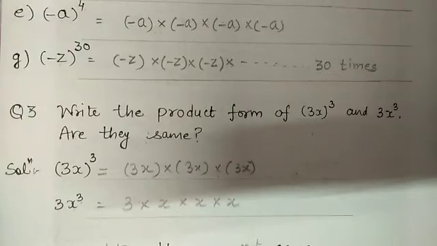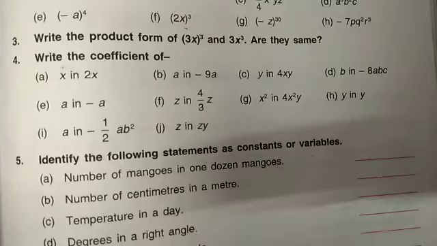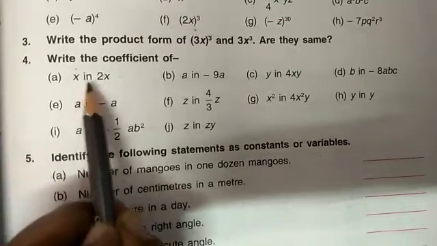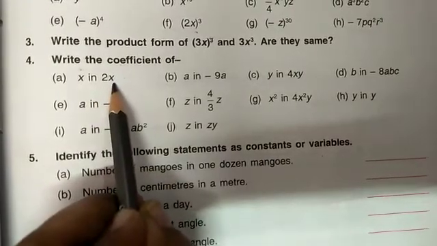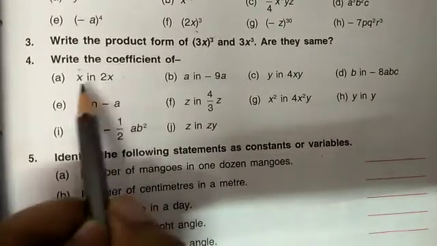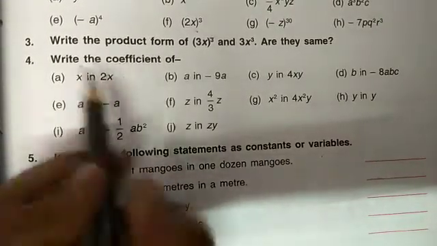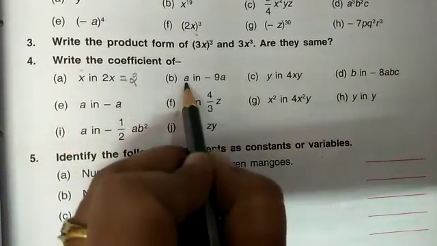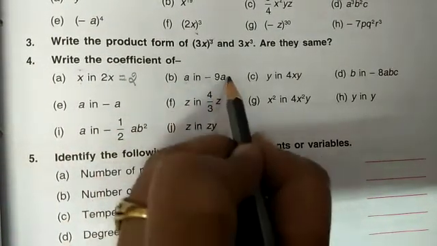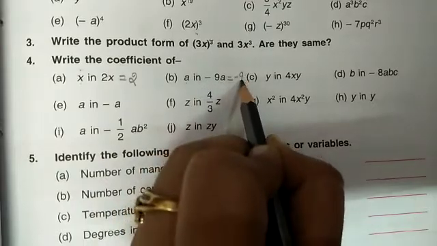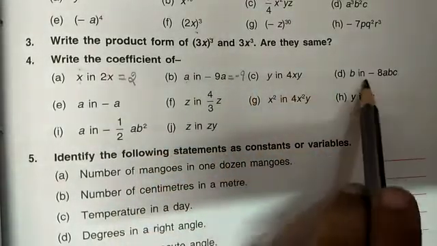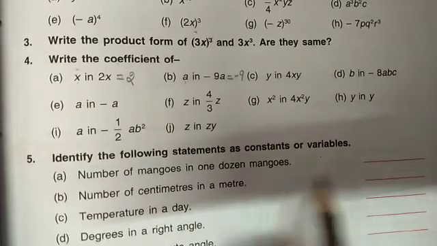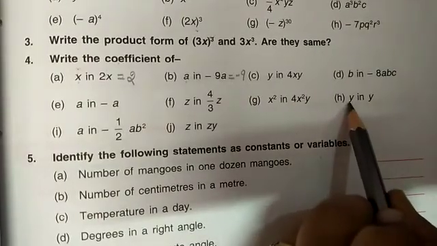Now question number 4. Write the coefficient of x. We have discussed already. If we are to write the coefficient of x, it will be equal to 2. Here coefficient of a will be equal to minus 9. In the same way, you will do the remaining parts yourself. I am explaining this one also.